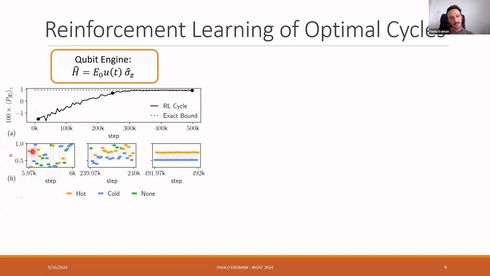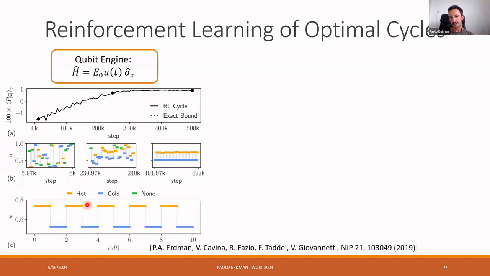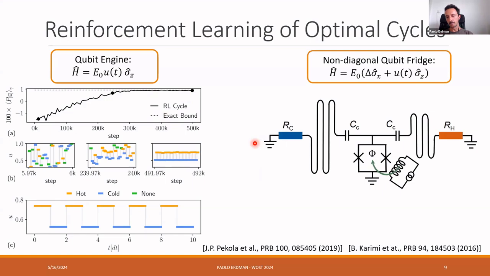So we see that at the beginning, the action, so the control U as a function of time is completely random. Here, the color corresponds to that discrete action, hot bath, cold bath, or unitary. And you see that the power is negative. But as time goes on, the power increases, and in the end, we converge to a cycle which is simply given by the square wave. And in this paper, we showed that in the specific model, we proved analytically that this is indeed the best cycle for power optimization. So then we move to a case where we do not know the optimal solution. And this is a model of a refrigerator based on a superconducting qubit.